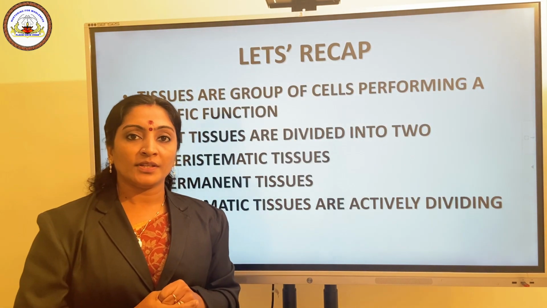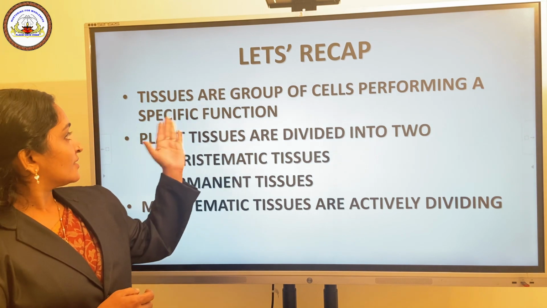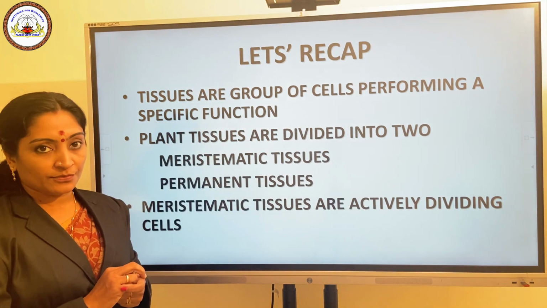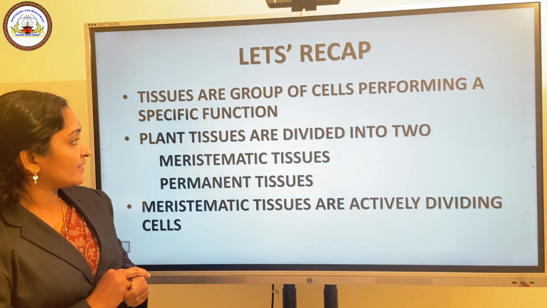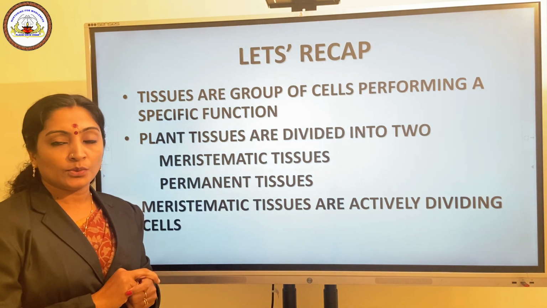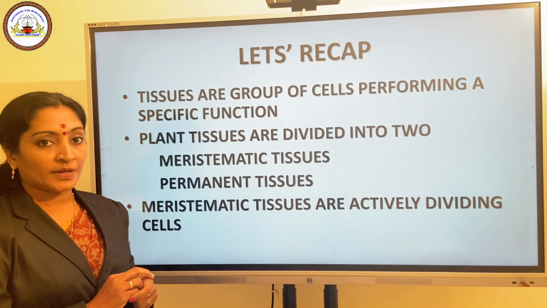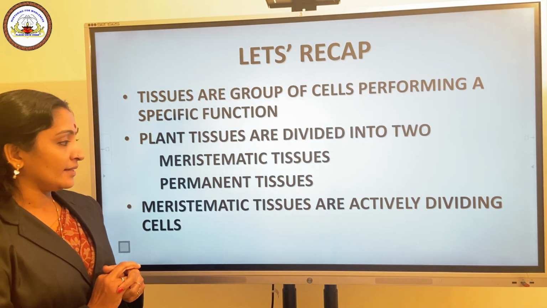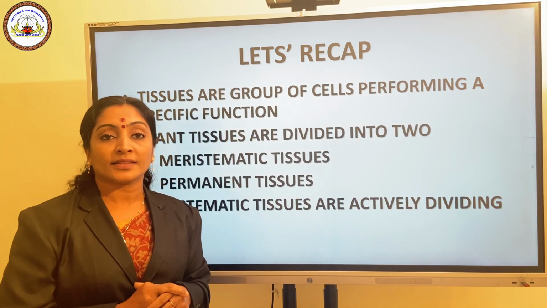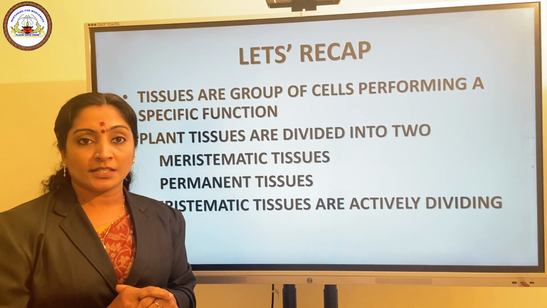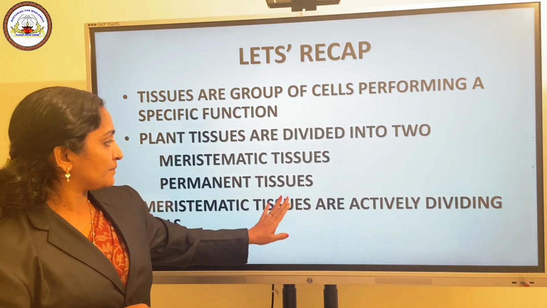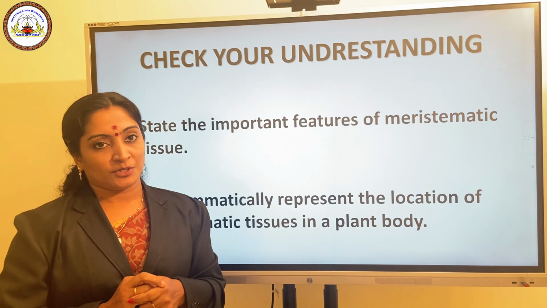So what are the important points that we have learned today? Tissues are groups of cells performing a specific function, and we have seen that plant tissues are divided into two, meristematic tissues and permanent tissues. And meristematic tissues are actively dividing cells. Also, we have seen the three different types of meristematic tissues on the basis of their location inside the plant body. I think all of you understood this.